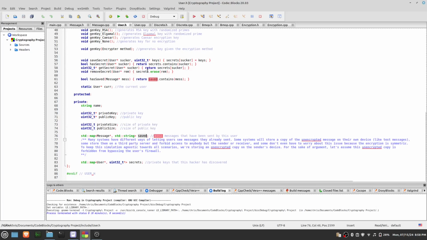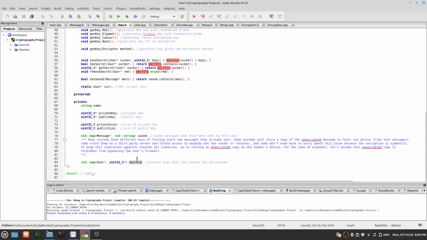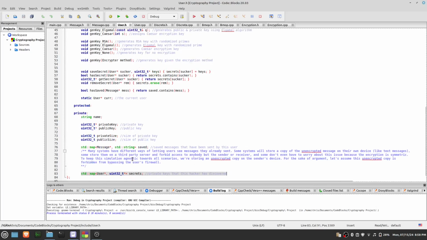here's that thing I mentioned before where you save a local copy of any message you send. Technically there are multiple ways of doing this, but in this particular case, this just seemed like the best way to do it. And also secrets, because I mentioned that you can store someone's private key, or what you think their private key is, and store that for later. And so this is the array. It maps a user to their supposed private key.